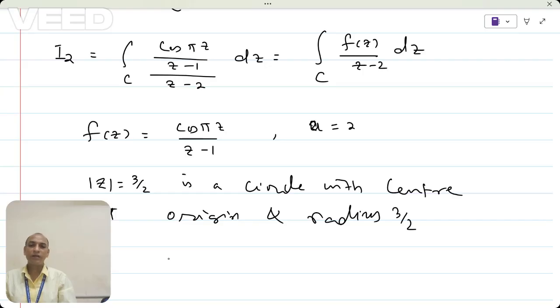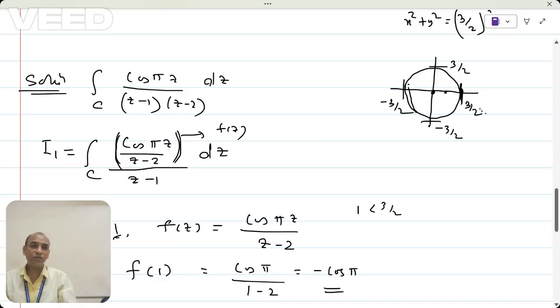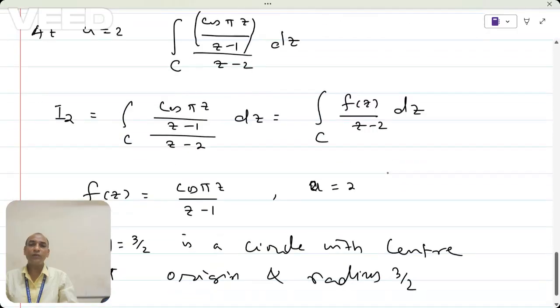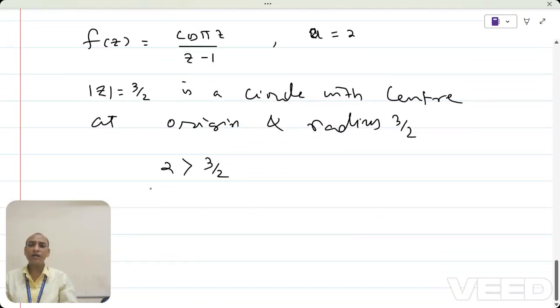But here you see that 2 is more than 3 by 2. That means 2 lies outside the circle. If it is 3 by 2, 2 will be somewhere here, which is lying outside the circle. And so if it is lying outside the circle, what will be the value of this? The value of this will be nothing but 0, since 2 is lying outside the circle.